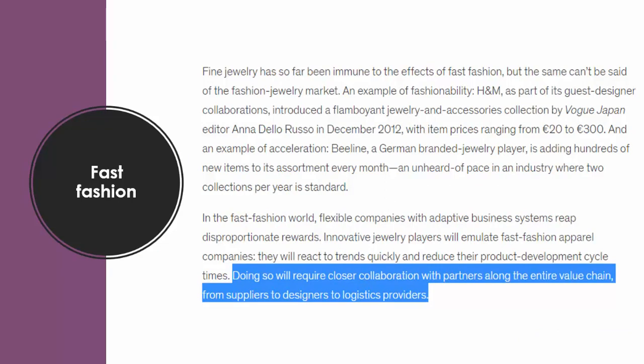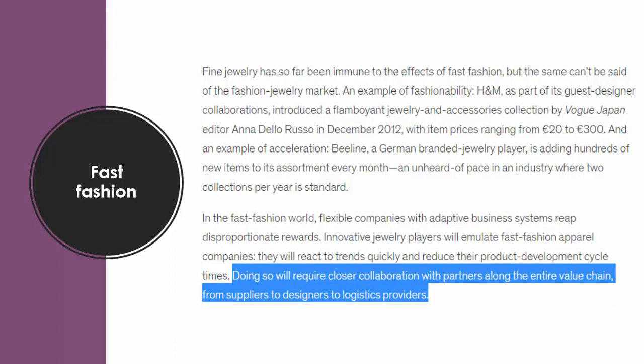Fast fashion then, let's move to a little bit more detail here on the fast fashion idea. Fine jewellery has so far been immune to the effects of fast fashion, but the same can't be said of the fashion jewellery industry. So as opposed to the fine or luxury market, the fashion jewellery segment is already seeing some shifts toward the fast fashion model, and that is evidenced in the pre-scene by the fact that the company AKL Sparkle is churning out 10 new designs every month, and that's likely to become more important as we move forward and competition heats up. There'll be a larger demand for more and more new designs.